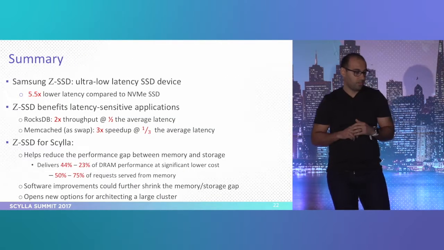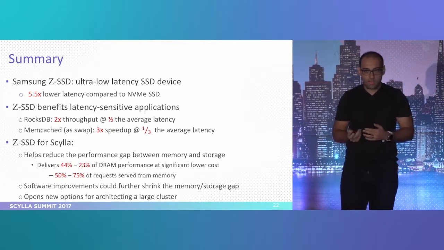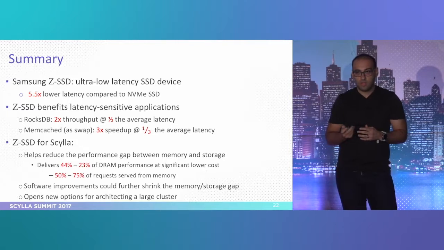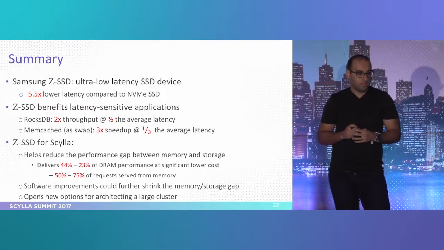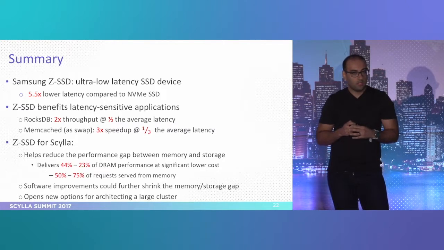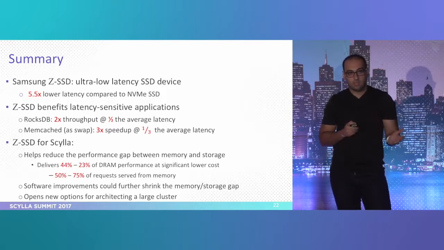To summarize, today we talked about Samsung Z-SSD, which is an ultra-low latency SSD device. In the experiments that we did with it, we got 5.5x lower latency compared to the top-of-the-line SSD that Samsung sells, the PM1725A. We talked about two use cases: RocksDB and Memcached. In RocksDB, we witnessed 2x throughput improvement at half the latency. In Memcached, we used it as swap space, and we saw a 3x speedup at 1/3 of the average latency.